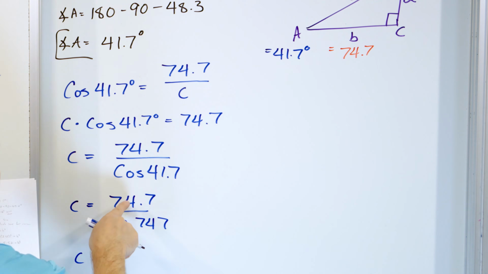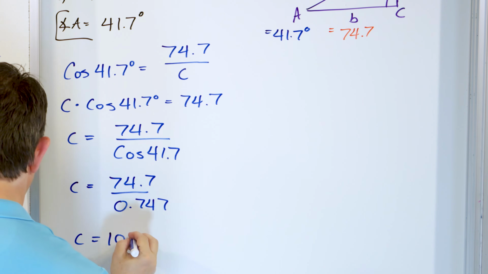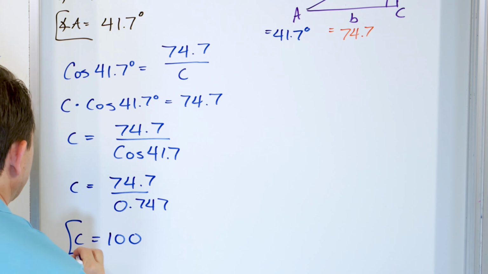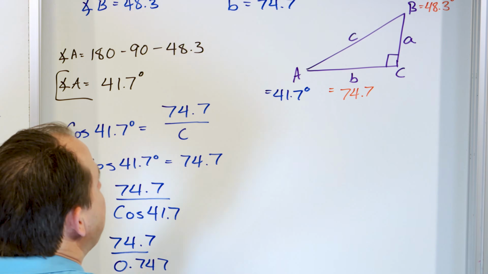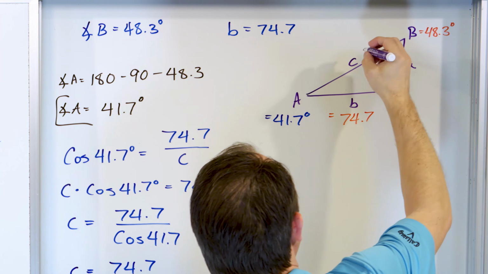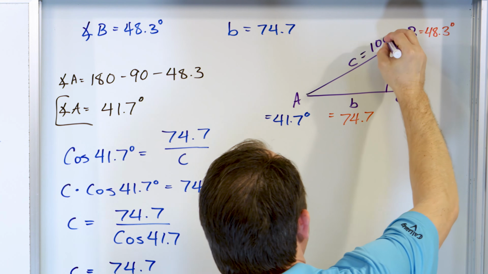And so when I divide this by this, I'm going to get exactly 100 for the length. And so that's 100 meters or whatever it is. Okay? So now let's see how we can find the length of the other side. Now we have the hypotenuse, which is 100, so I can put 100 here.